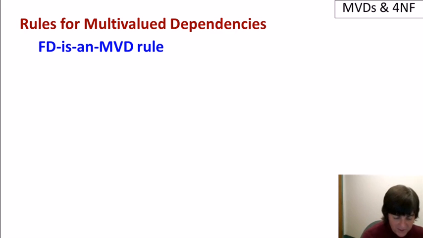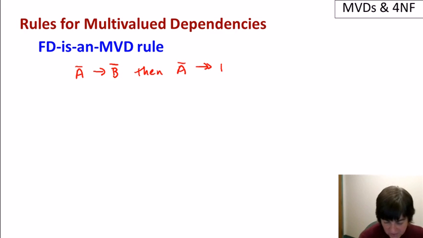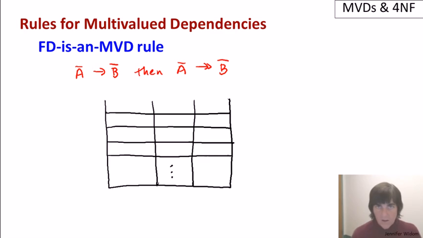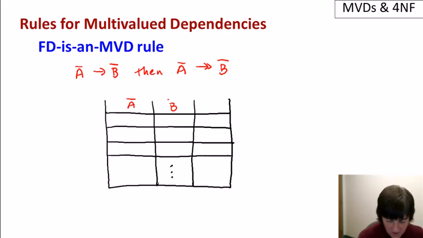And the first one is the most important and interesting, and that's the rule that says if we have a functional dependency from A to B, then we also have a multi-valued dependency from A to B. And I'm going to go ahead and prove that rule for you, again, because this is an important one. I'm going to do this proof using a template for the relation similar to what I did with rules for functional dependencies. So let's say we have our A attributes, our B attributes, and our rest.